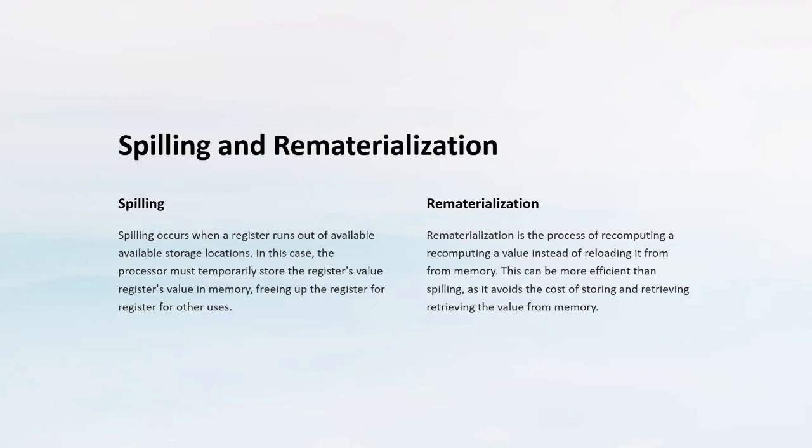Next one is spilling and rematerialization. Spilling occurs when a register runs out of available storage locations. In this case, the processor must temporarily store the register's value in memory, freeing up the register for other uses. Rematerialization is a process of recomputing a value instead of reloading it from the memory. This can be more efficient than spilling as it avoids the cost of storing and retrieving the value from the memory.